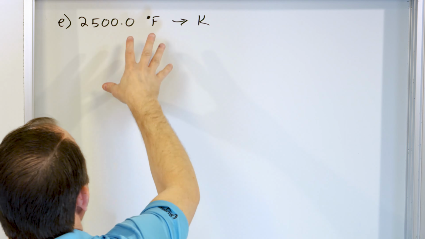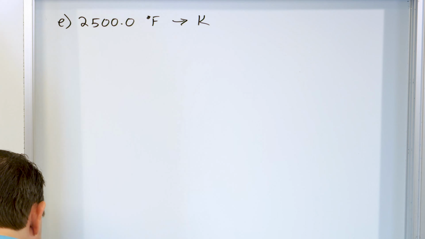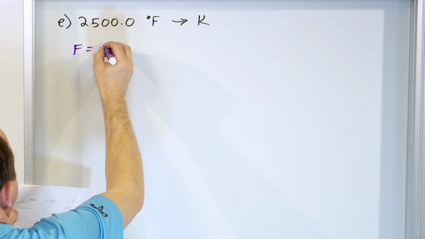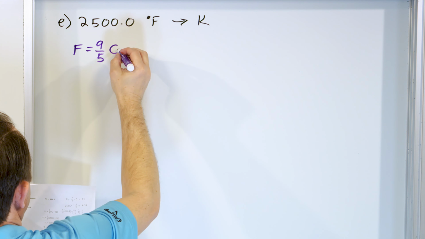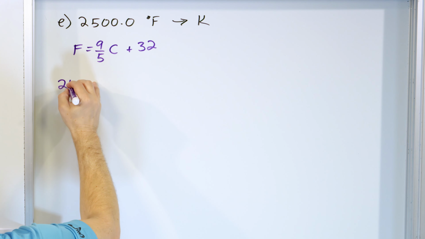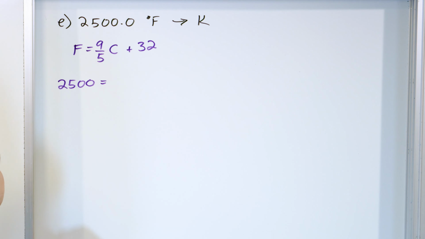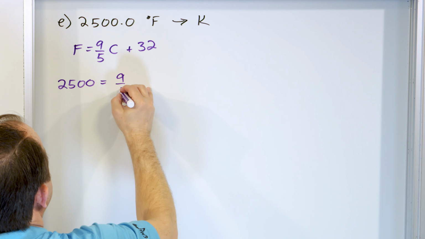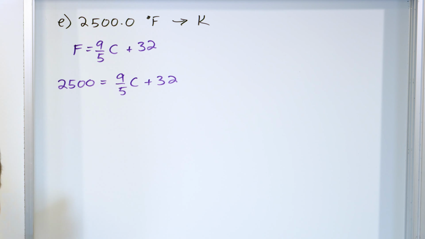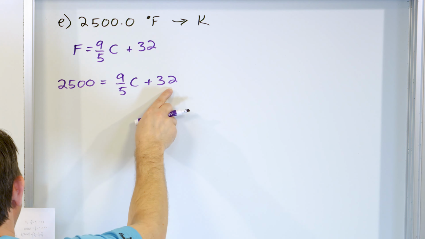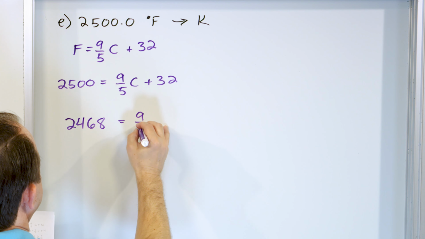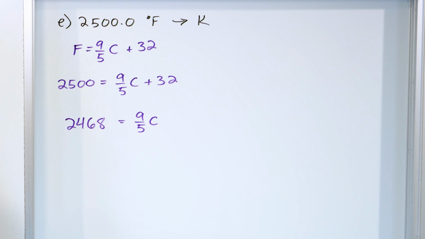Same thing, I don't have an equation that goes directly from Fahrenheit to Kelvin, so I'm going to break it into 2 parts. I'm going to go to Celsius first. I know that Fahrenheit is equal to 9/5 times the Celsius temperature plus 32. But I'm given the Fahrenheit temperature, so that has to go here, 2,500. I'm just going to drop the decimal. I know it's 2,500.0. 9/5 times Celsius plus 32. So the first thing is I have to subtract 32 from both sides. So whenever I subtract 2,500 minus 32, I'm going to get 2,468, and that's equal to 9/5 times Celsius.